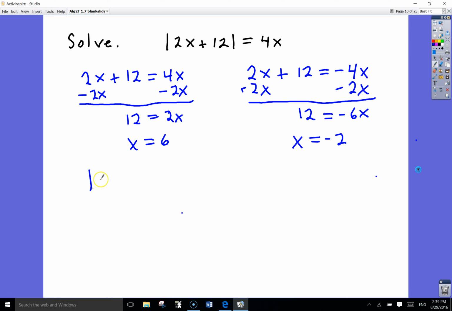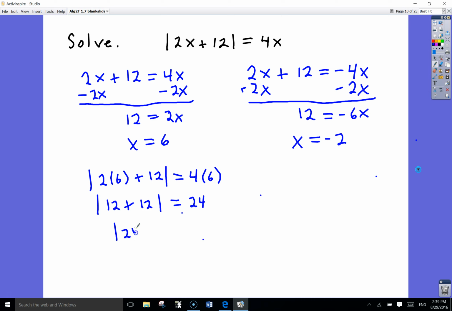If I plug in 6 for x, I'll get the absolute value of 2 times 6 plus 12 equals 4 times 2. Oh, 4 times 6, sorry. So that's the absolute value of 12 plus 12 equals 24. The absolute value of 24 equals 24. And that is a check. Okay, let's try the other one.